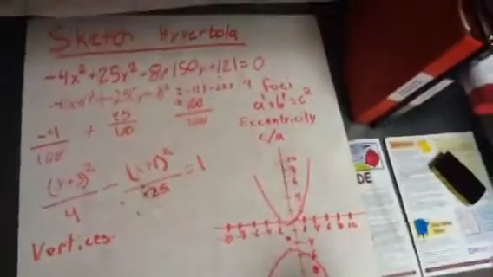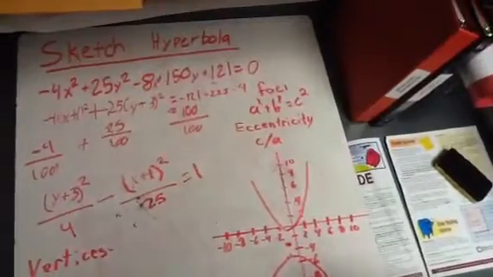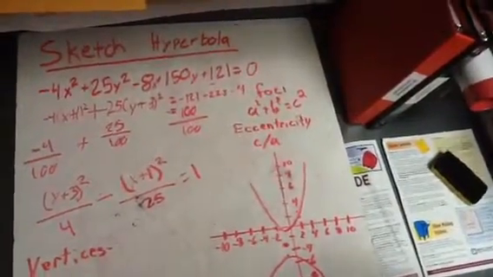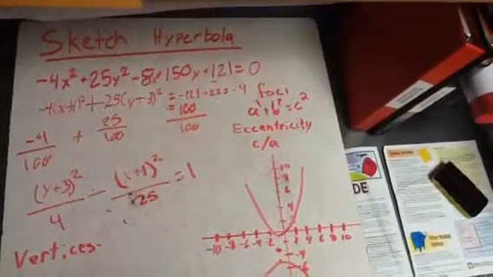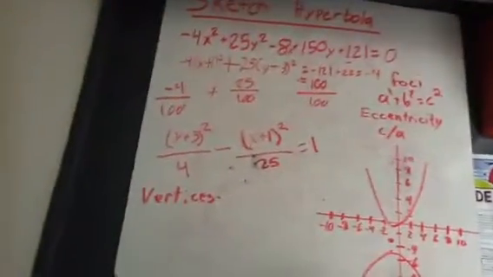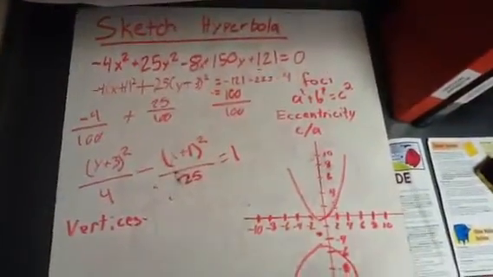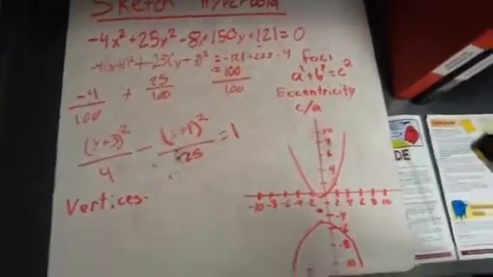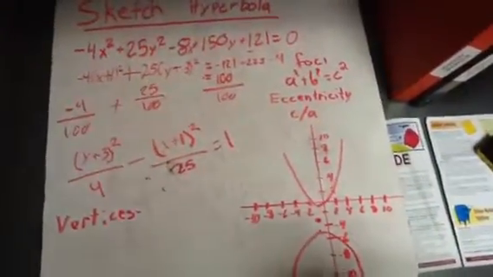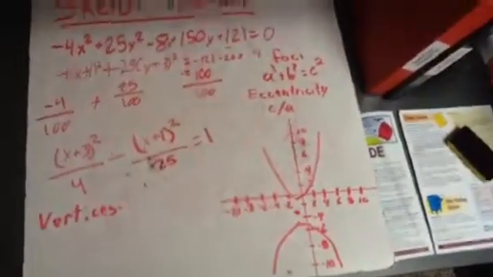To find our foci, we can use a squared plus b squared is equal to c squared, in which we are solving for c. So a squared being 4 plus b squared being 25, we can get that c squared is around 29, and we have to take the square root of this to find c, meaning that this would be the square root of 29.